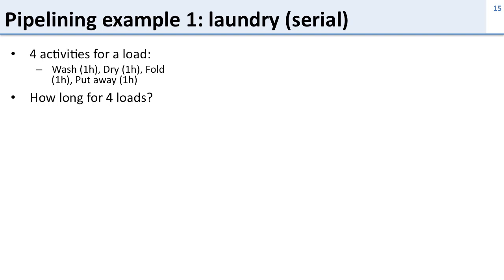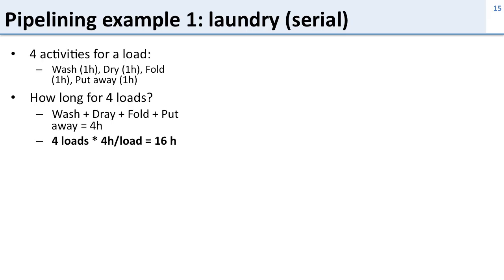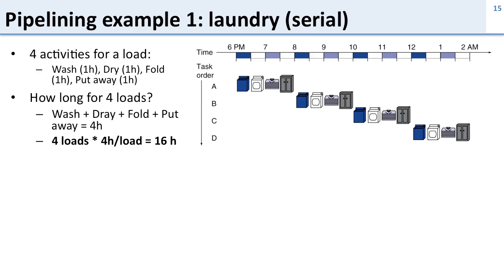Well, if we do them in the straightforward serial way, one step after each other, it's going to be washing and drying and folding and putting away, so 1 hour each to take us 4 hours. 4 loads are going to be 4 hours per load. It's going to be 16 hours total. And we can take a look at that, and here's the schedule. We do our first load of laundry, then our second, third, and fourth.